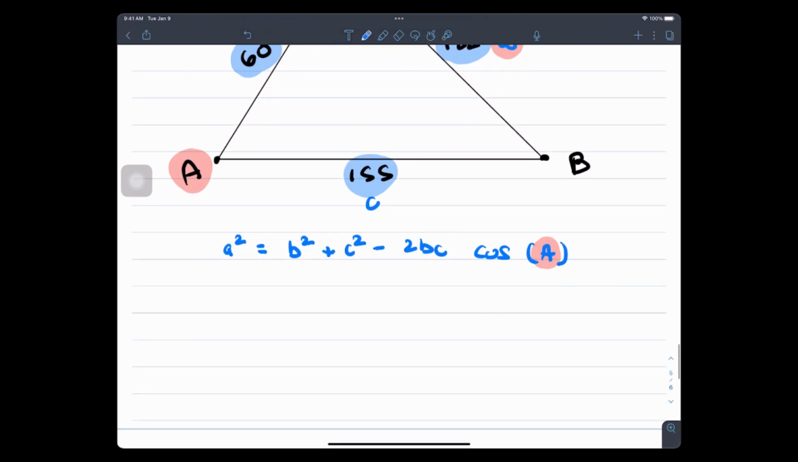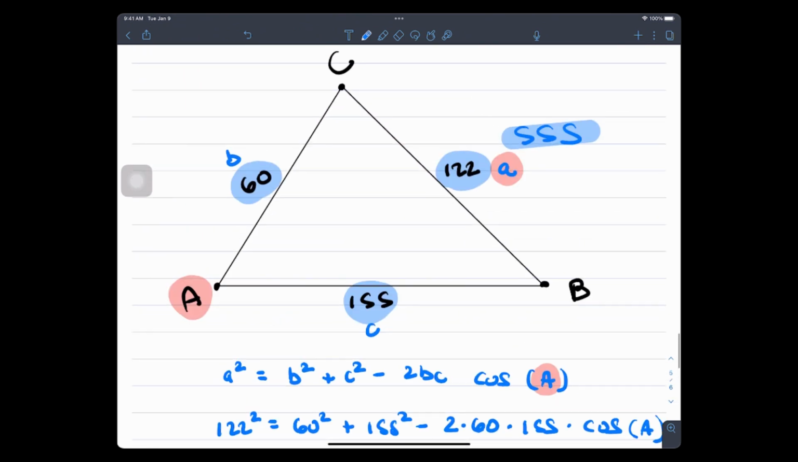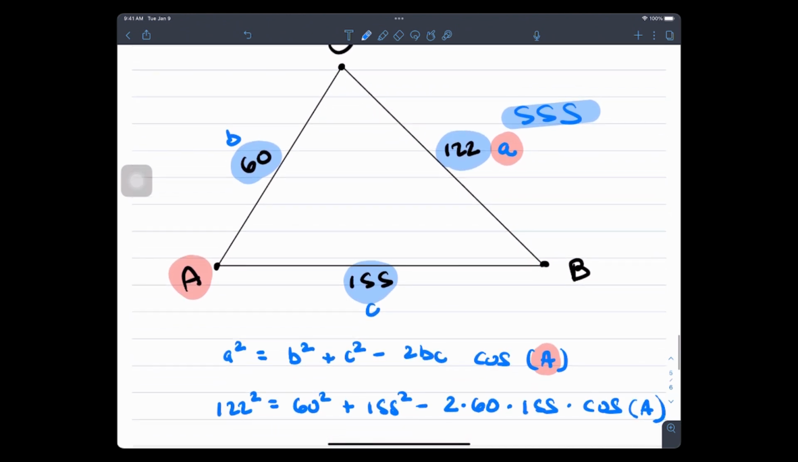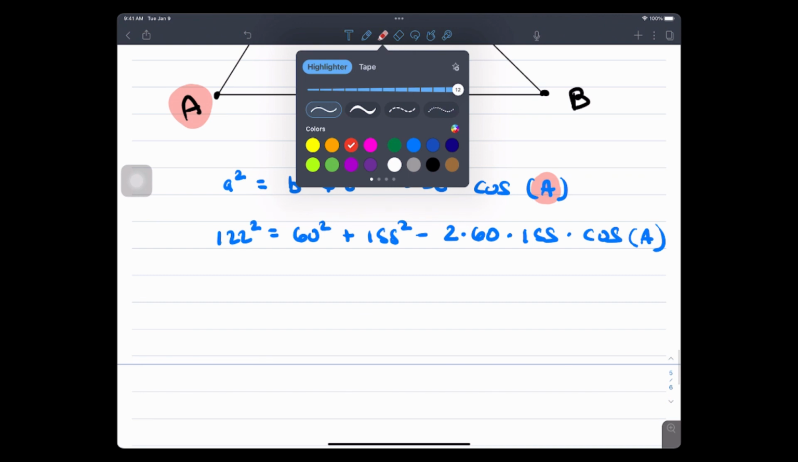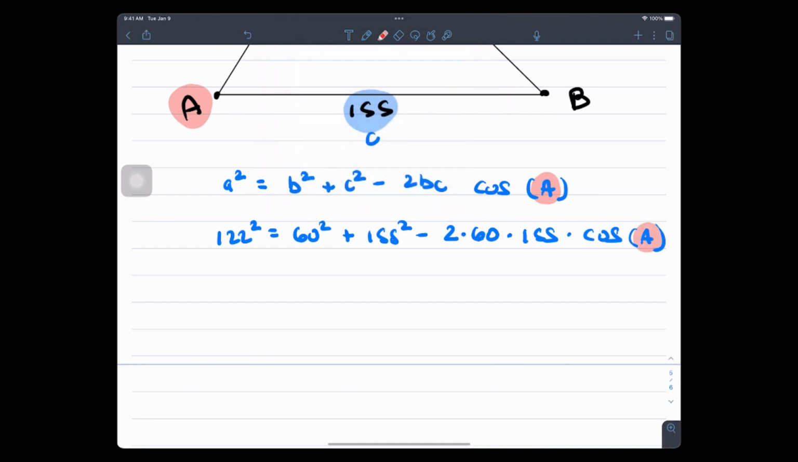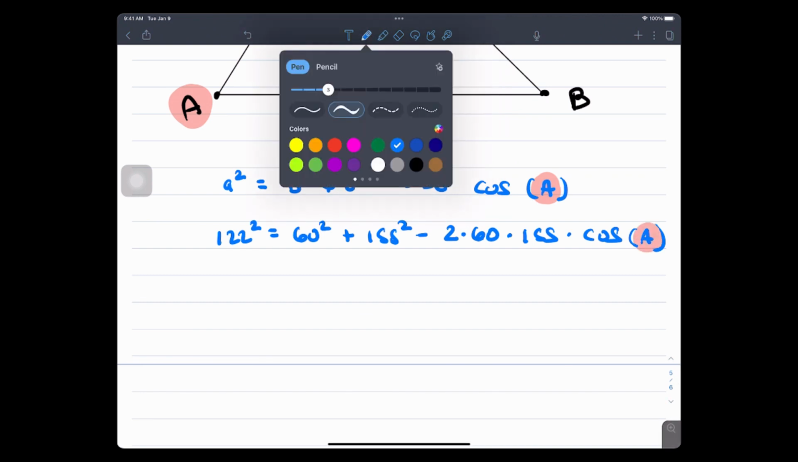What's little a? That's going to be 122 squared. What's b? That's 60 squared plus c, 155. Okay, now I'm actually home free. This is 2 times 60 times 155 times cosine of a. So I'm using that format for the law of cosines, memorizing that kind of format, not even memorizing the letters necessarily. And then you're going to solve by translating.